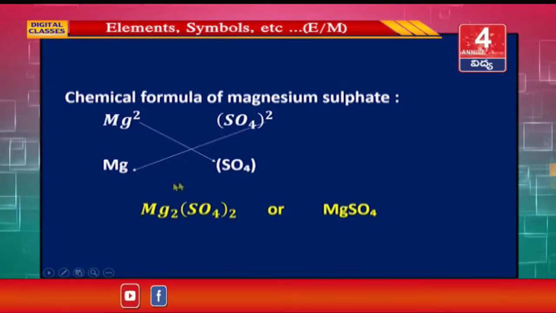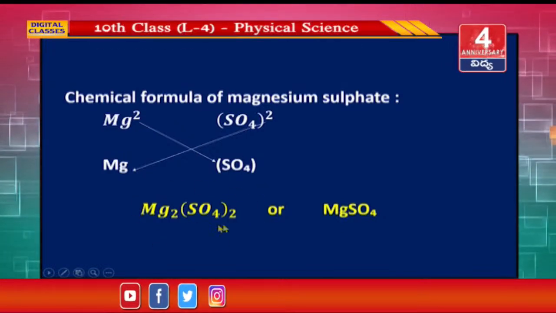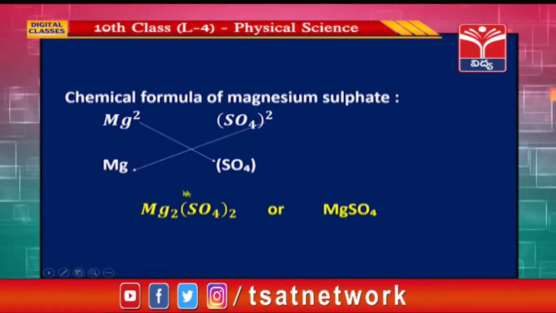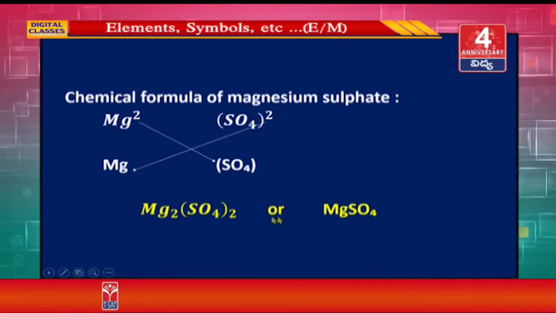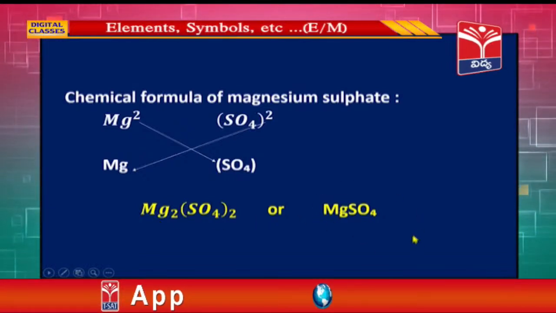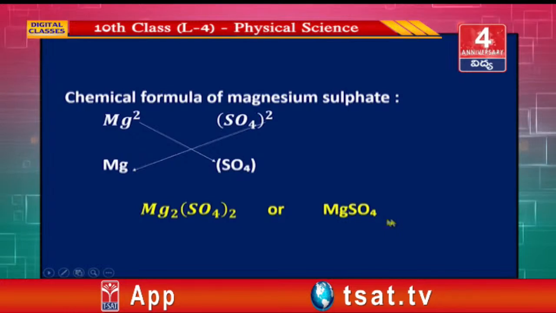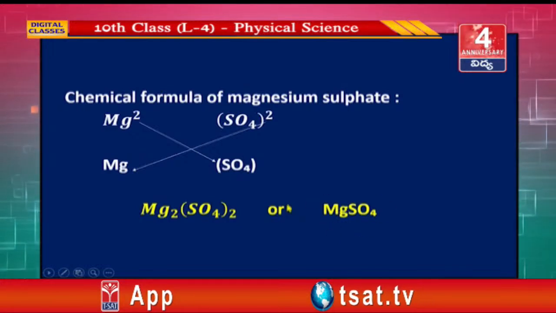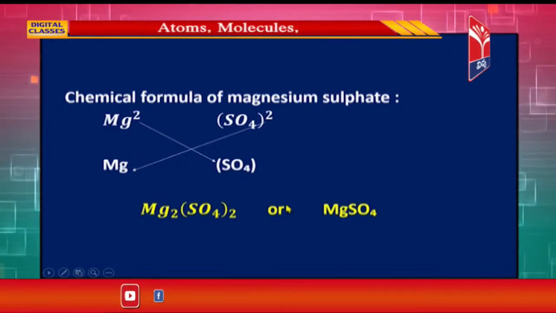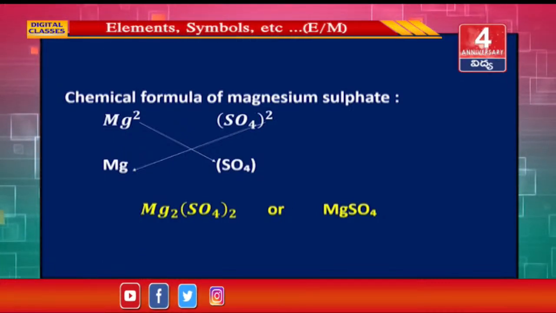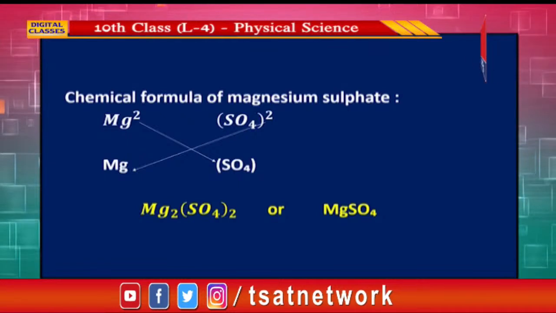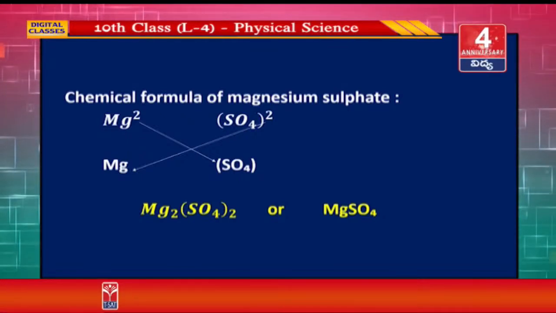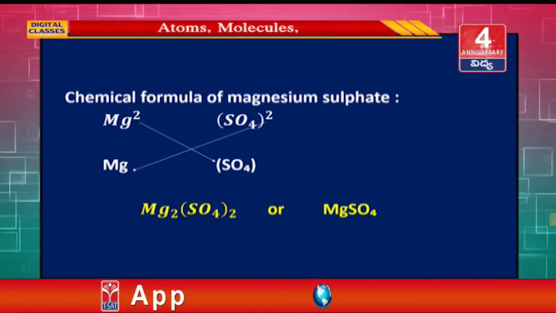But we can represent the chemical formula in the form of the lowest ratio. Okay, children? Lowest ratio means, children, it is 2:2, it can become 1:1. We will write the chemical formula of magnesium sulfate as just MgSO4. Okay, children? I hope you understood the chemical formula of magnesium sulfate. By the help of the anion and cation chart, you can try to write more and more chemical formulae on your own, children. It is a very simple thing.